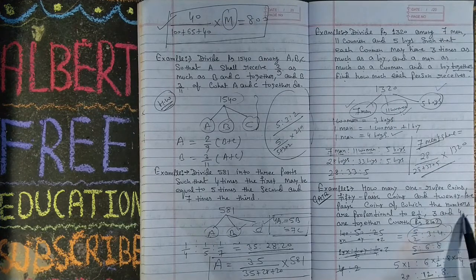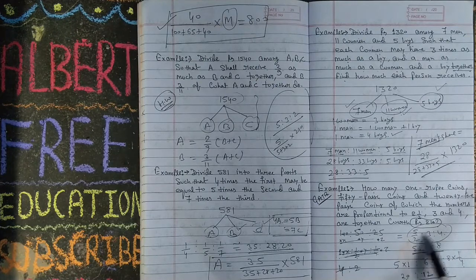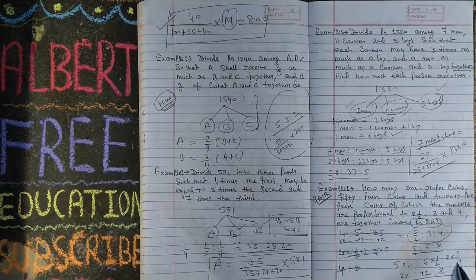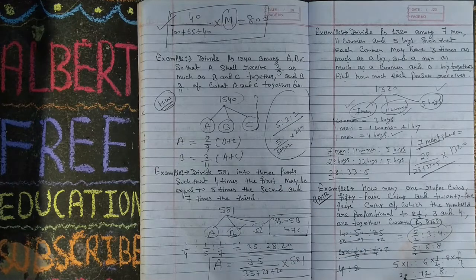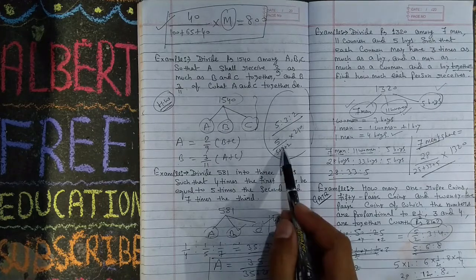This is the ratio. At first you have to remove the fraction, so you multiply by 2. This is the 1 rupee coin, so you multiply by 1. This is the 50 paisa coin, so multiply by 1 upon 2. This is the 25 paisa coin, so multiply by 1 upon 4. So this is the actual ratio. Now you can find how many 1 rupee coins, 50 paisa coins and 25 paisa coins. So this is the method.